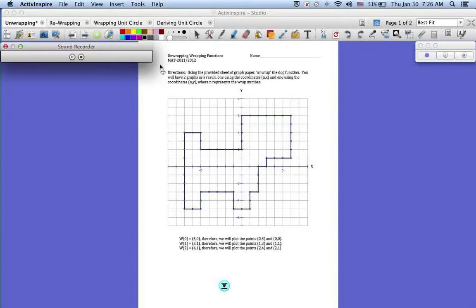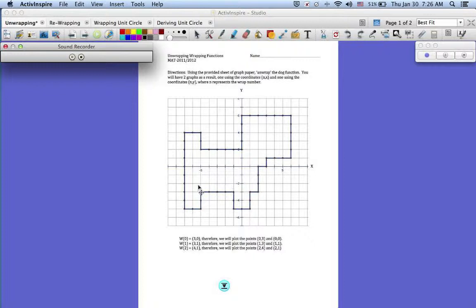So to speak, and being able to follow around an object and find a wrap of 10, a wrap of 20, a wrap of 30, etc. Well, at this point, we're going to take this shape called the dog, and we're going to unwrap it. So I'm going to take this shape and put it on a graph.